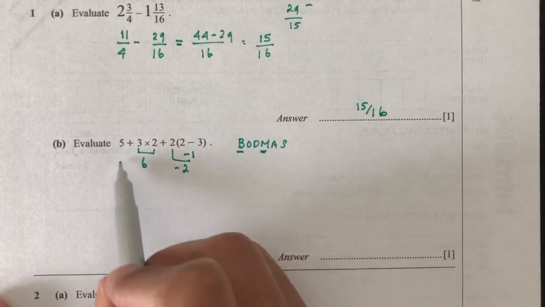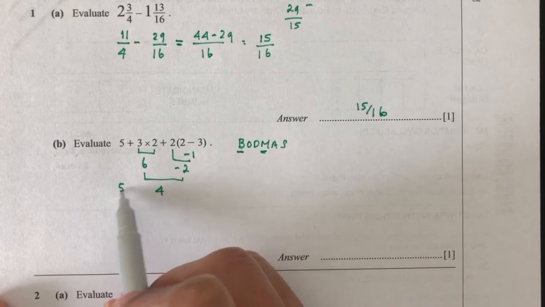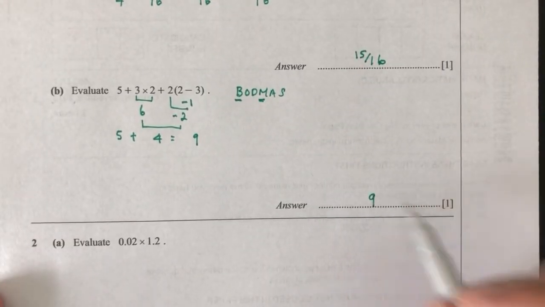And then we have to do this one. 6 minus 2 is 4. And then finally, 5 plus 4 is 9. So your answer for part B will be 9.